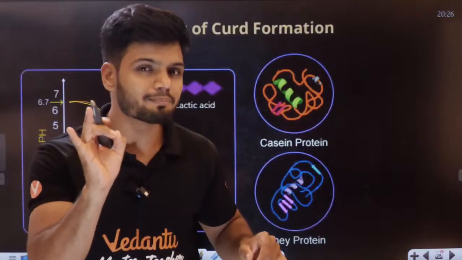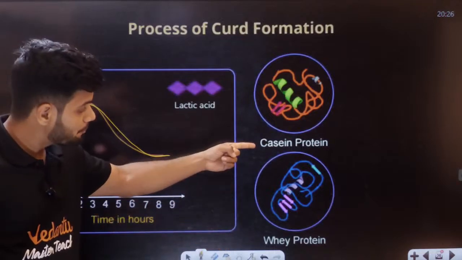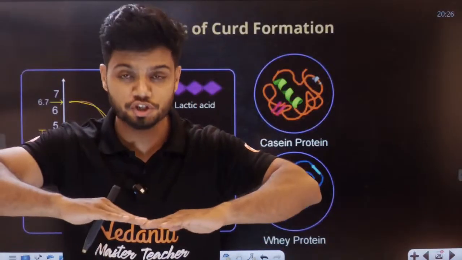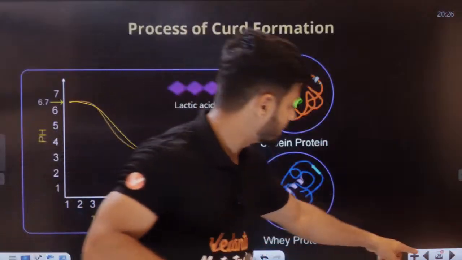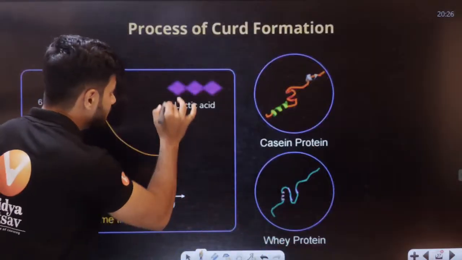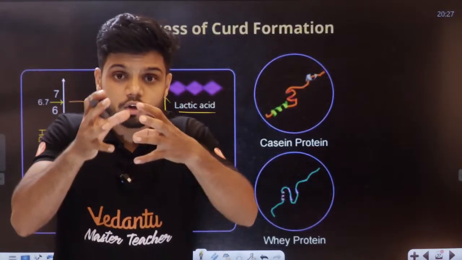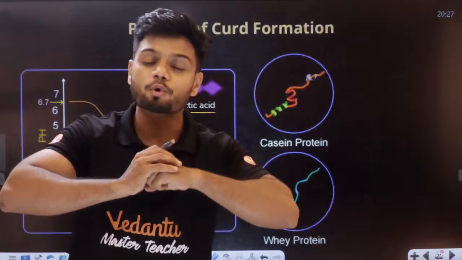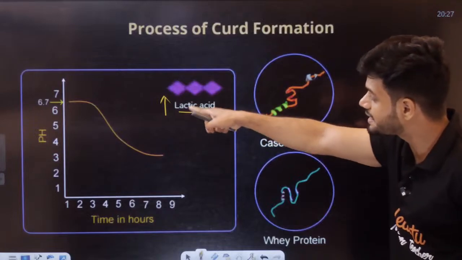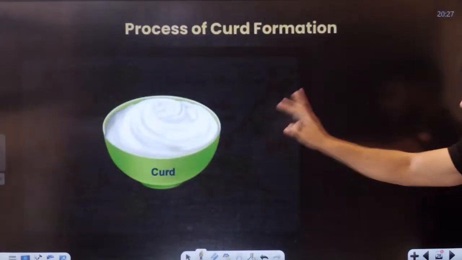Now, all of you know, I reminded you that milk has casein protein and whey protein. These proteins get denatured in low pH. Because of the increase in lactic acid, the proteins will start to coagulate. They'll make groups here. When protein undergoes coagulation, because of the increase in lactic acid and drop in pH, we end up getting the curd.